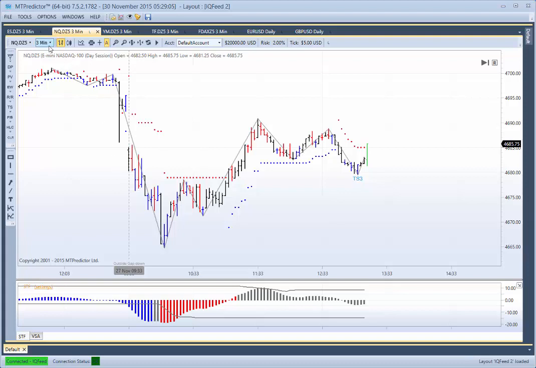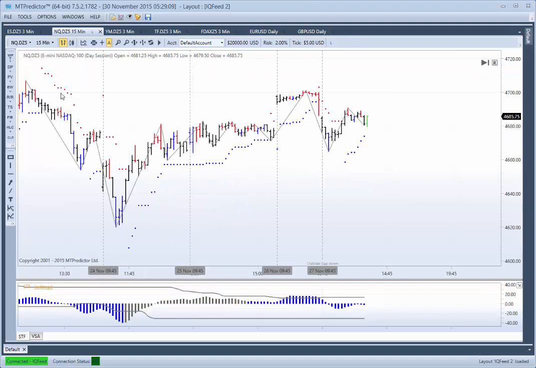So let's go to a 15-minute chart. Remember, we use a higher time frame of between 3 and 5 time frames higher. So if you're trading a daily chart, it would be weekly. If you're trading, say, a 15-minute Forex, it would be hourly. Because this is a 3-minute chart we're looking at, we would go out to the 15-minute.